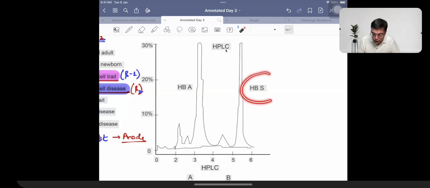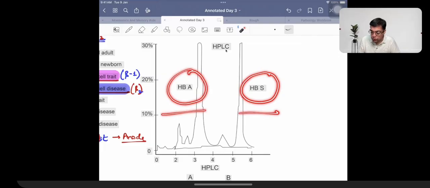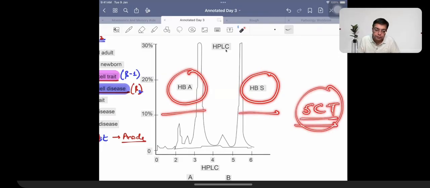He is having HbS, no doubt, but he is also having HbA. I told you a few minutes back, in sickle cell disease, HbA is not there. So he is having both of them. So he is a case of sickle cell trait.